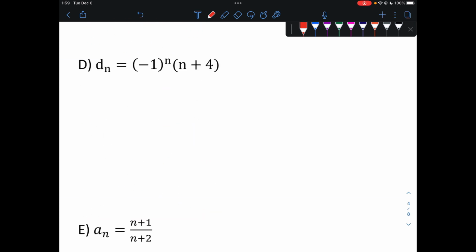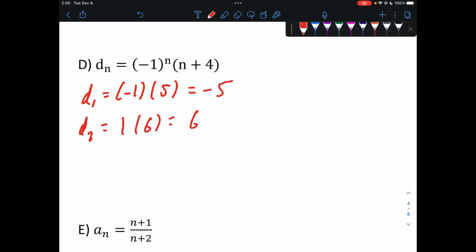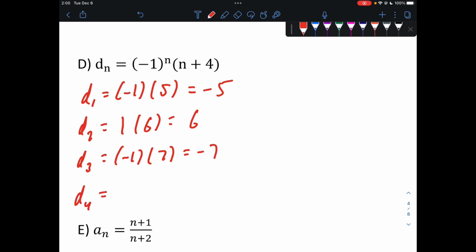D sub n. So D sub 1 would be negative 1 to the first times 1 plus 4, or negative 5. D sub 2 would be negative 1 squared times 2 plus 4. D sub 3 would be negative 1 to the third times 3 plus 4. And D sub 4 would be negative 1 to the fourth times 4 plus 4. And you can kind of see the pattern developing there.